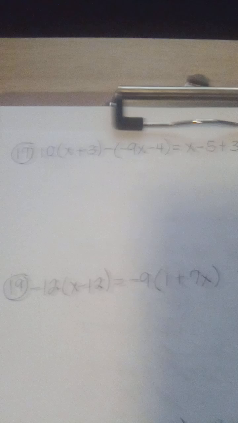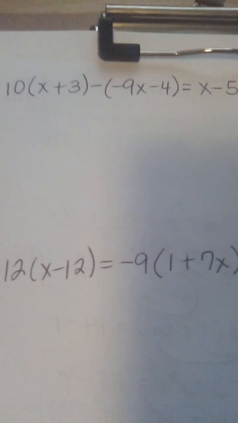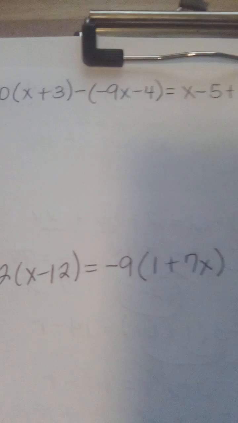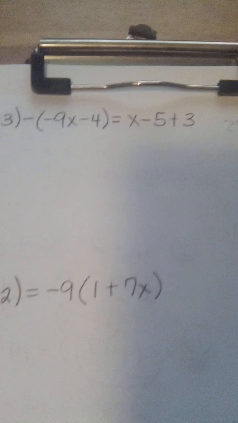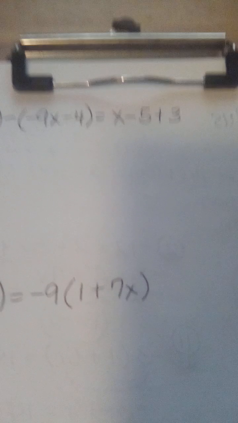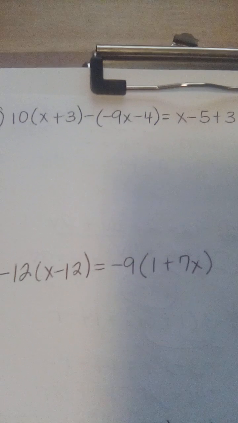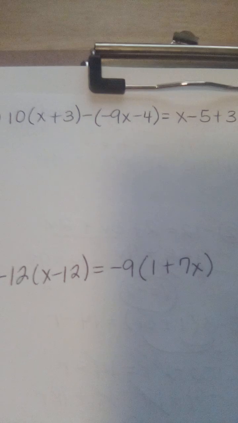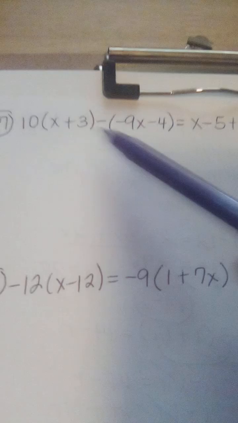All right. Let's look at number 17. Number 17, we have 10 times the quantity x plus 3, minus the quantity negative 9x minus 4, equals x minus 5 plus 3. All right, folks. The first thing we need to do is clean it up, right? Let's simplify a little bit by cleaning up the parentheses, right? Okay, let's do this first part first.